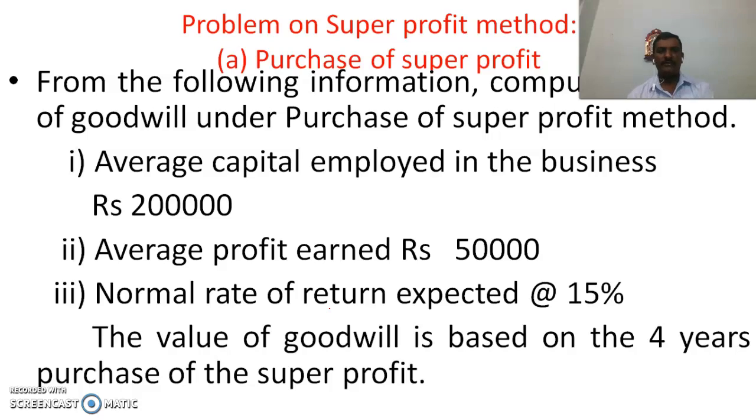So they were given three important pieces of information: average capital employed, average profit, and normal rate of return. Then the value of goodwill is based on 4 years purchase of the super profit. That means whatever results when we purchase 4 years of super profit is the value of goodwill.